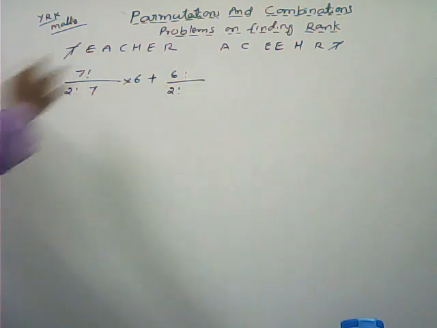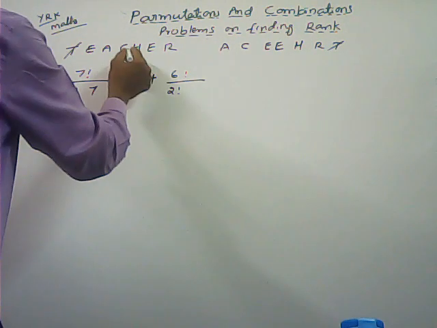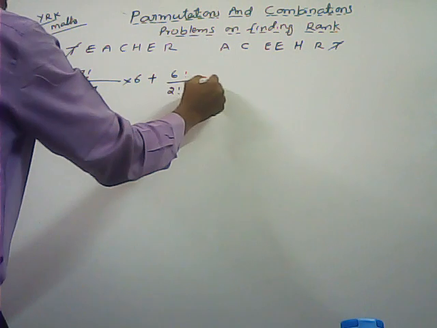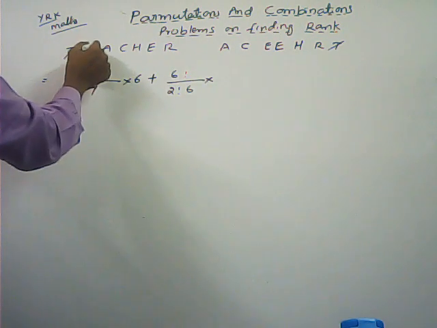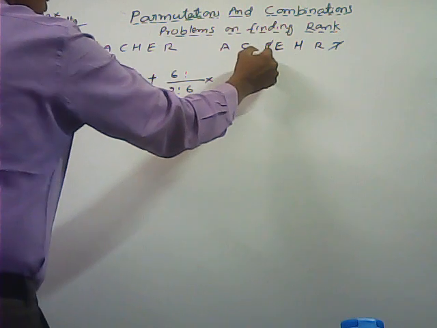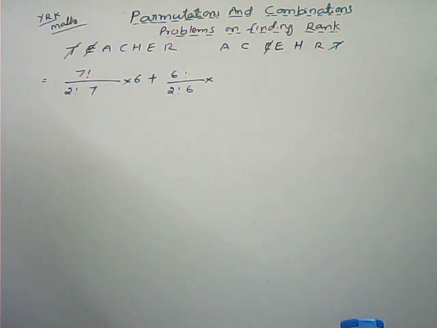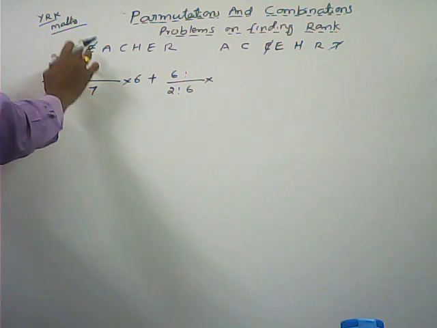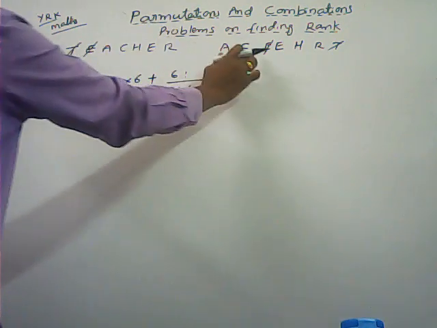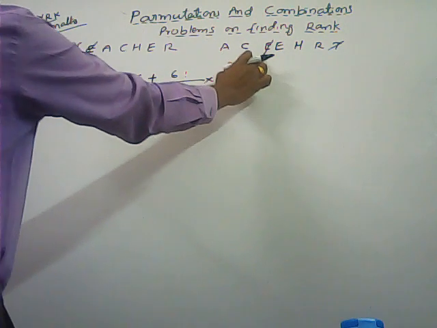These can be arranged among themselves in 6 factorial upon 2 factorial, because E is repeated twice, that's why we are dividing by 2 factorial. Into the number of letters, how many are there? 6 are there. Into, if I cancel, here I am cancelling the first E. Here also you can cancel the first E. Don't consider it as first one here and second one there. Whichever we are cancelling, in that also the same only. Here first E, here also you can cancel the first E.